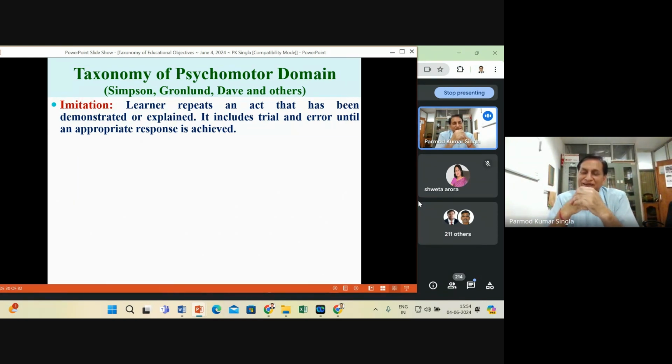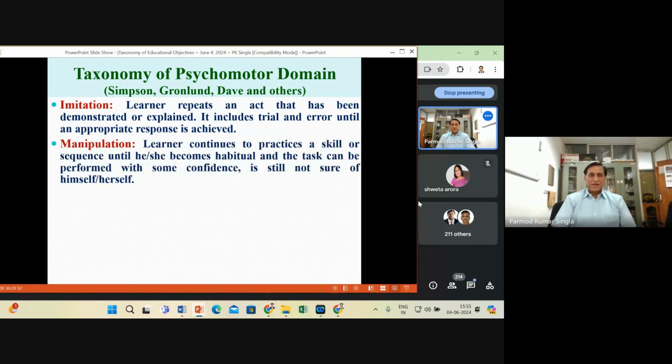A small child tries to imitate his parents, physically speaking. The whole communication skill, the whole art of speaking is by imitation, by hit and trial. He cannot speak many things, but by hit and trial he will go to the highest level, but he starts with imitation. Then the second level under the psychomotor domain is manipulation.